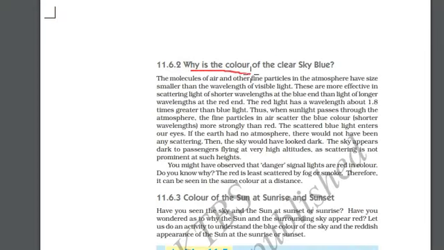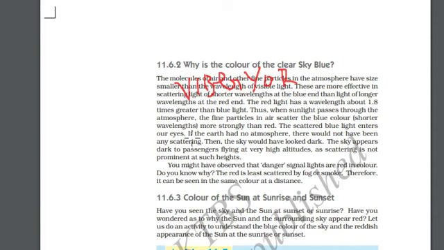Why is the color of the clear sky blue? Many particles which are present in the atmosphere have size smaller than the wavelength of visible light. Violet has the shorter wavelength and red color has the longer wavelength. Fine particles in the atmosphere have size smaller than the wavelength of visible light. In the rainbow, in the visible spectrum, we can see violet, indigo, blue, green, yellow, orange, and red color.